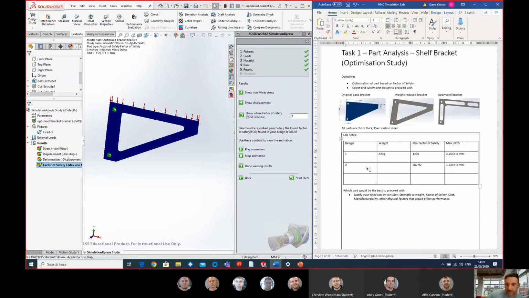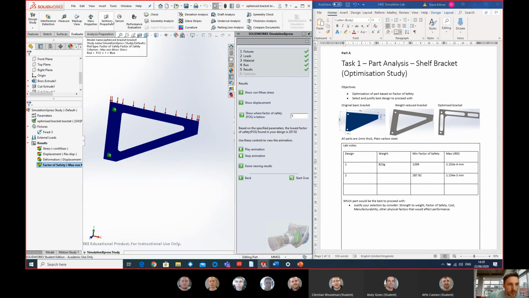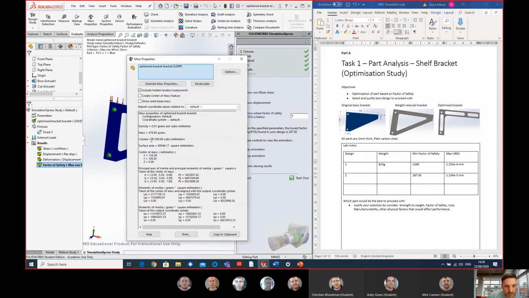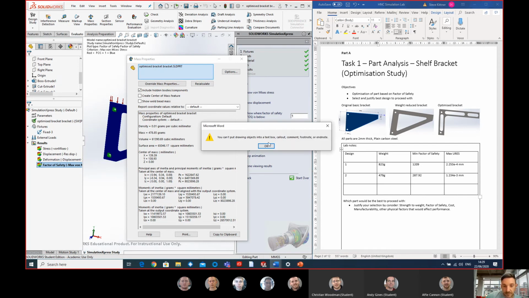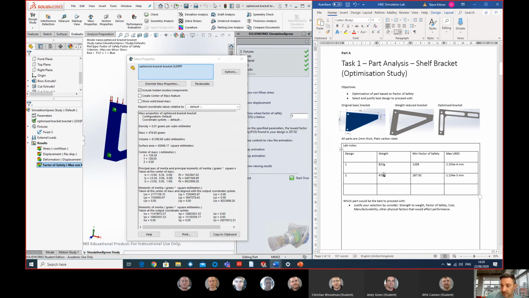Okay, so let's take a quick weight. And we're now 478.79 grams. So we've nearly half the weight. However, our factor of safety has come down significantly and the displacement's increased. However, we're still well within our factor of safety of 2, which is an ideal value.